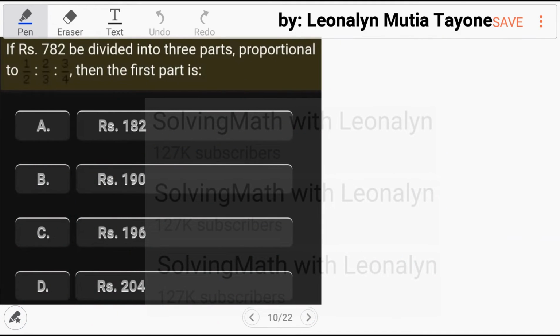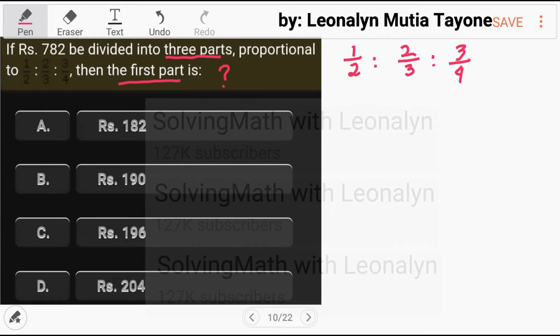Next, number 10. Basahin muna natin. If 782 rupees, itong RS ay Indian money yan siya, rupees, be divided into 3 parts proportional to, hindi masyadong klaro, isulat ko, 1/2 is to 2/3 is to 3/4. Then the first part is what or how much?